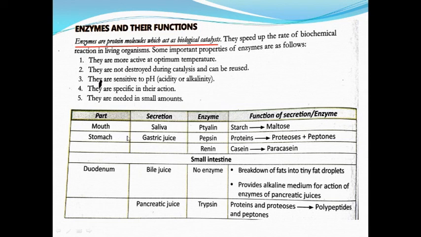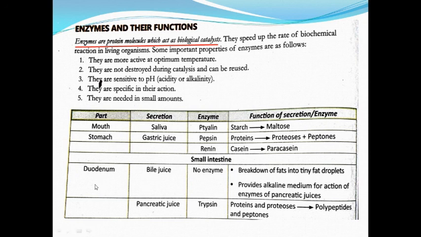In the stomach, gastric juice is added to the food. It contains two enzymes, pepsin and renin. Pepsin changes proteins into proteoses and peptones. In the same way, renin changes the milk protein, that is casein, into paracasein. Here, hydrochloric acid is also added to the food, which kills the germs.